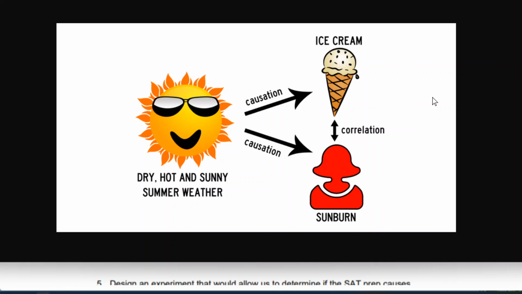So in other words, when the ice cream sales increase, sunburns also increase because they are both directly caused by the sunny weather. So there is a correlation that exists between high ice cream sales and sunburn. We would never say that ice cream sales cause a sunburn, but there is some kind of a correlation there. So again, correlation is not causation.